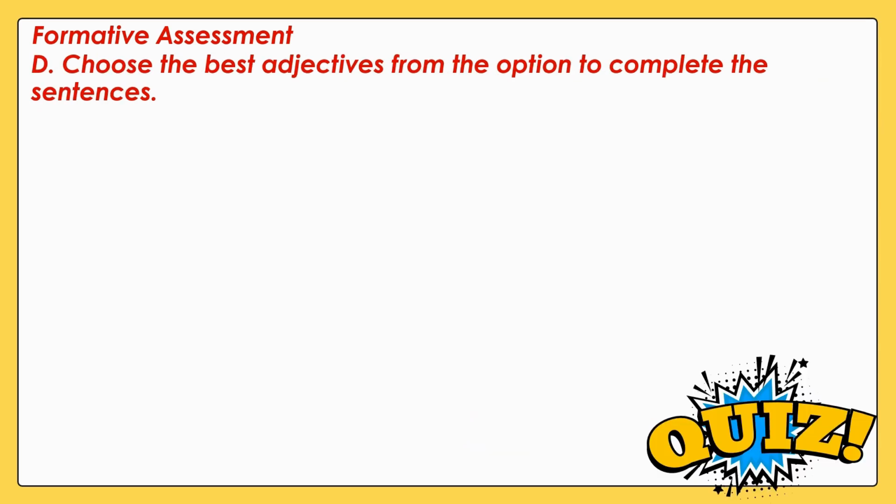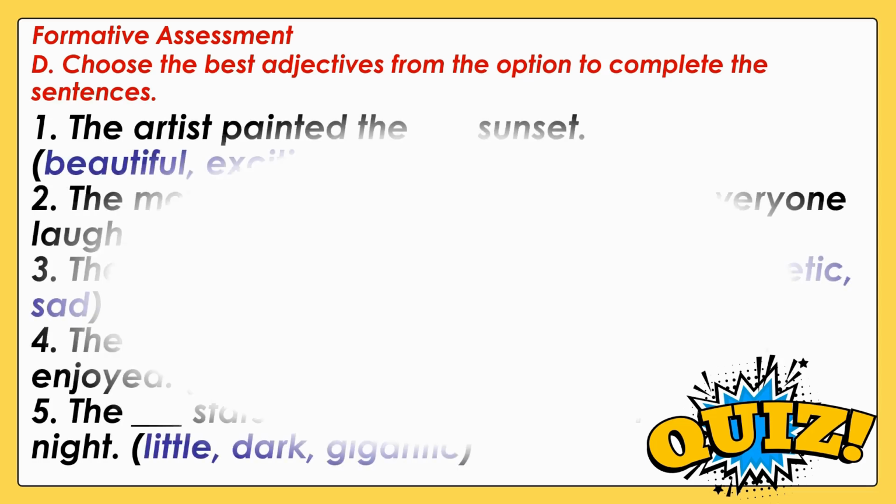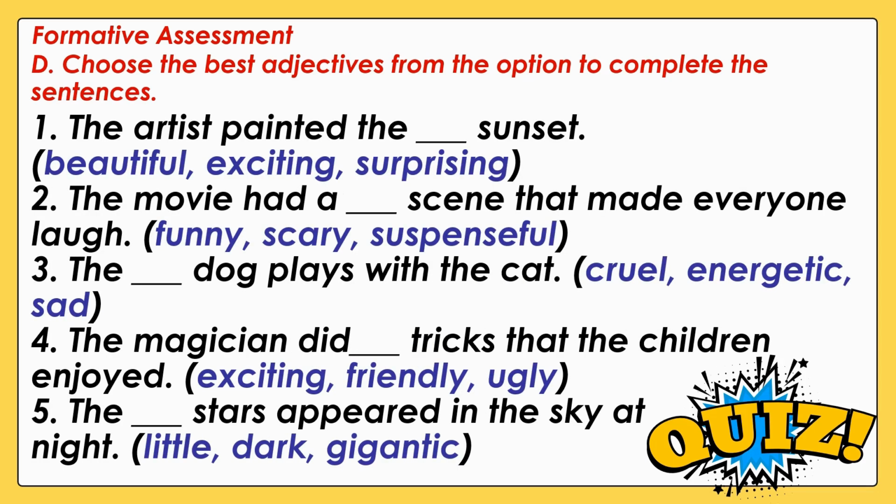Activity letter D. Choose the best adjectives from the option to complete the sentences. Number 1, the artist painted the beautiful, exciting, surprising sunset. Number 2, the movie had a funny, scary, suspenseful scene that made everyone laugh.